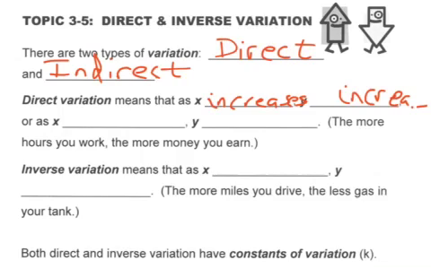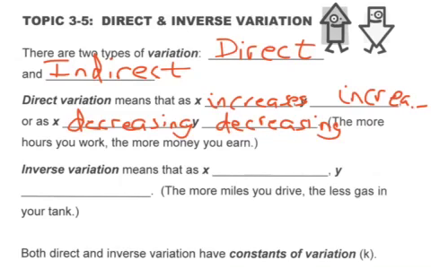Or, same idea, if x is decreasing, then y is also decreasing. So a good example is the more hours that you work, the more money that you earn, assuming you're paid hourly. All right, then the opposite of that, inverse variation: as x increases, y decreases.